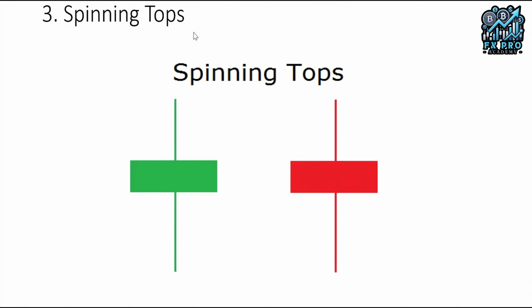Spinning top. One of the main characteristics of a spinning top is its small body. The body is much smaller than the upper and lower wicks. Both wicks appear on either side of the candle, and the body is relatively small. The wicks are usually at least twice the length of the body. This is the defining feature of the spinning top. Long wicks above and below the body. As you can see in this example, sometimes the lower wick can be longer than the upper wick, or vice versa. It varies. But the main thing to remember is the small body and the long wicks. That's the hallmark of a spinning top.